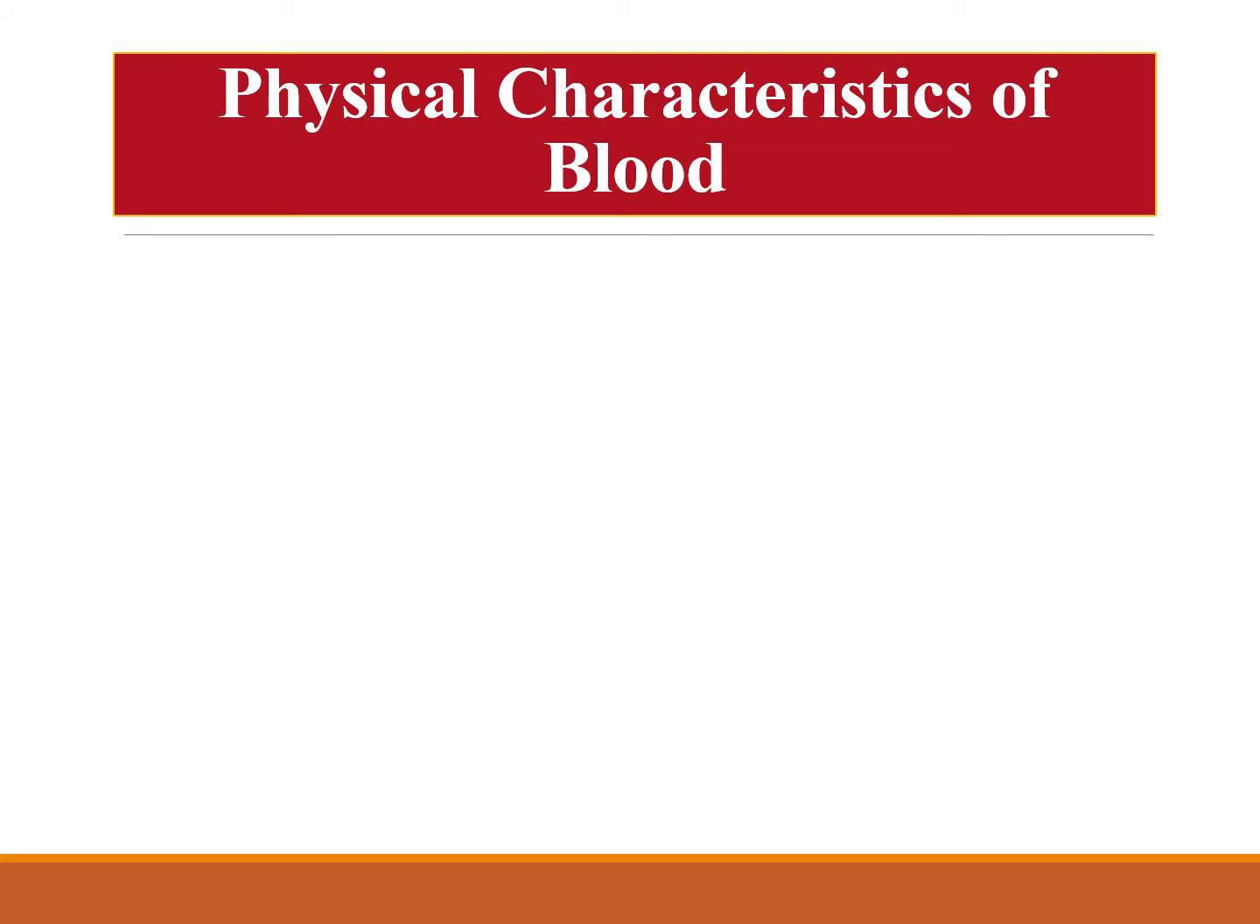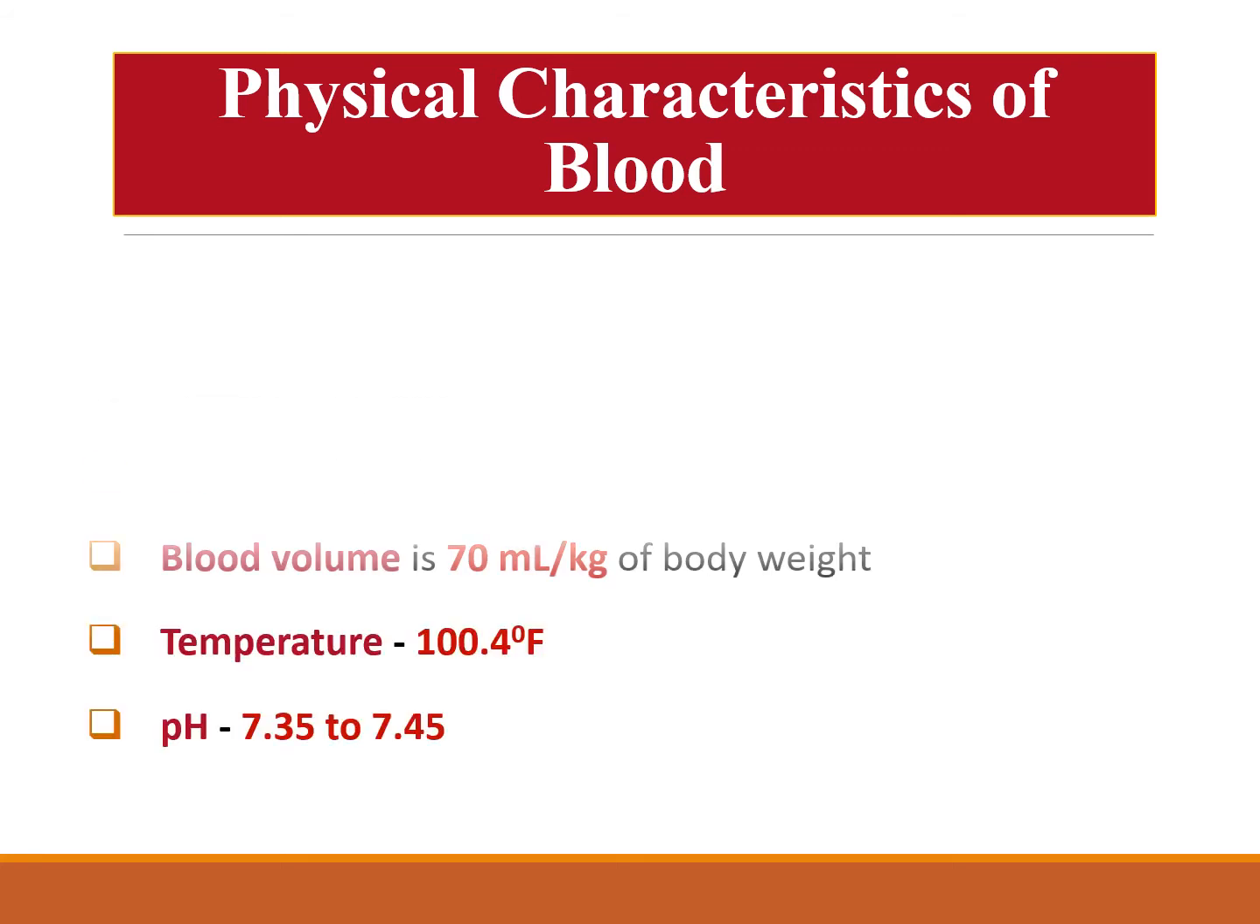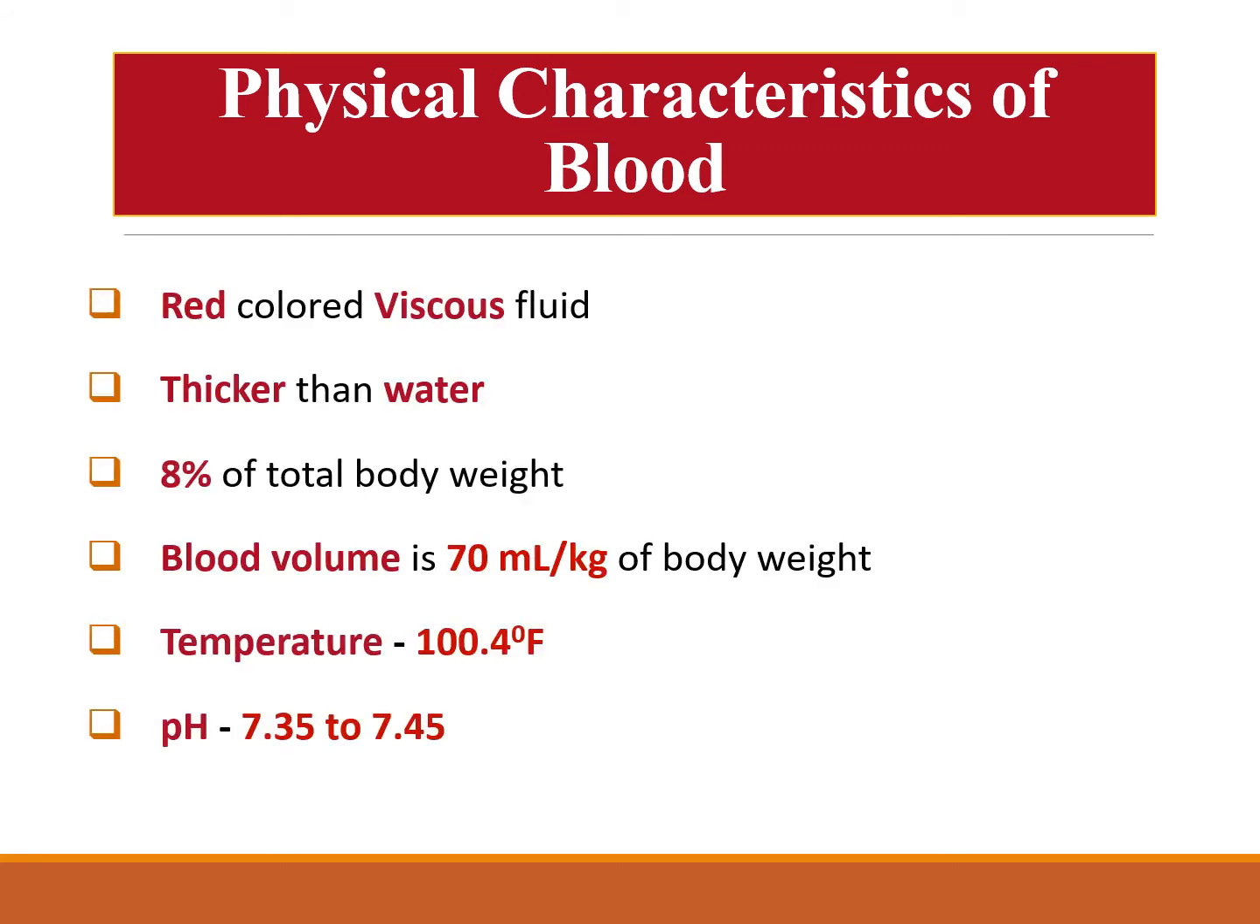Next, we will study the physical characteristics of the blood. Blood is red colored viscous fluid. It is thicker than water. It contributes to around 8% of the total body weight. The blood volume is 70 ml per kg of the body weight and its temperature is around 100.4 degree Fahrenheit and pH in the range of 7.35 to 7.4.